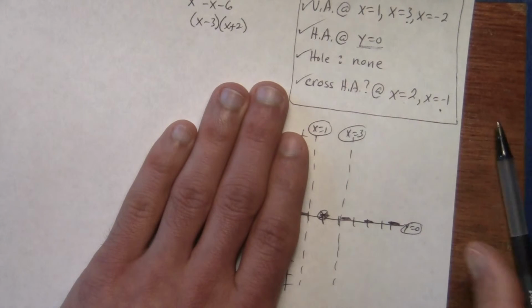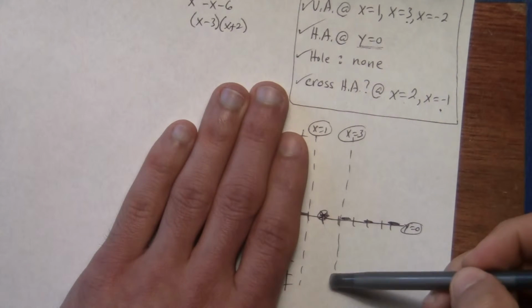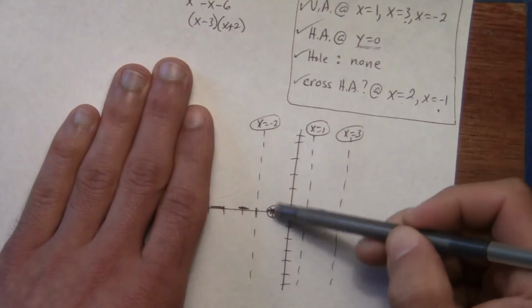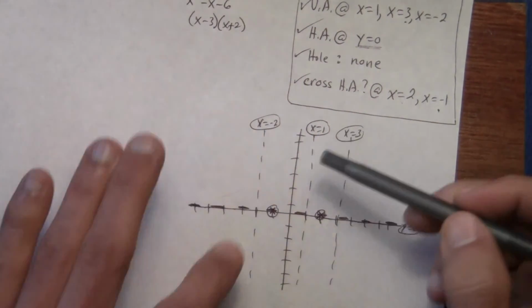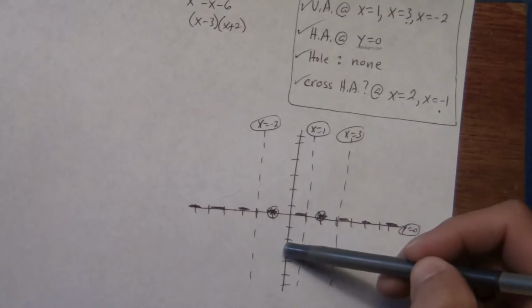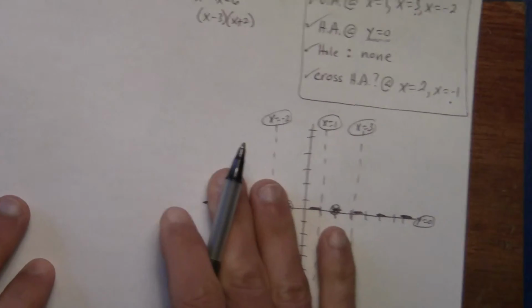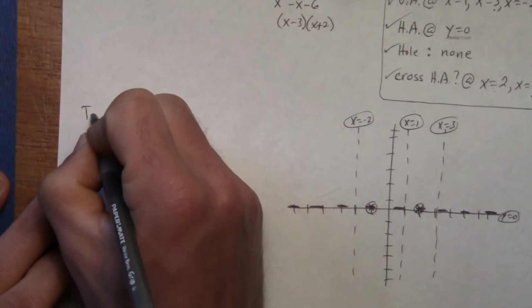Because it does cross, that means I'm going to end up with that little S shape that looks like either this or this, and test points are going to help me figure that out. Same here. It would be a parabola if it didn't cross, but because it does, I am either looking at that little S shape or that little S shape. And so now I'm going to go to my test points.